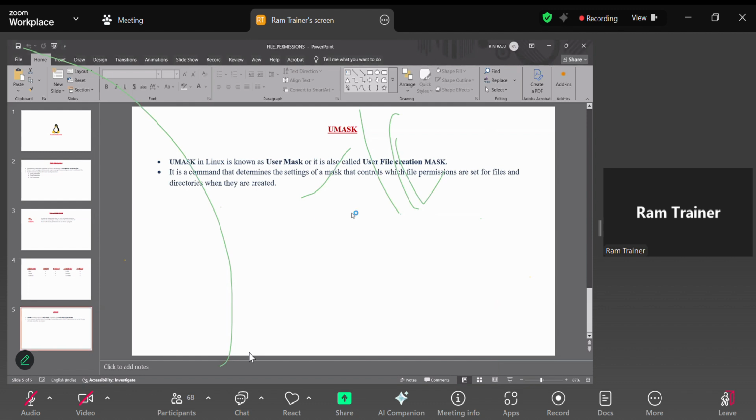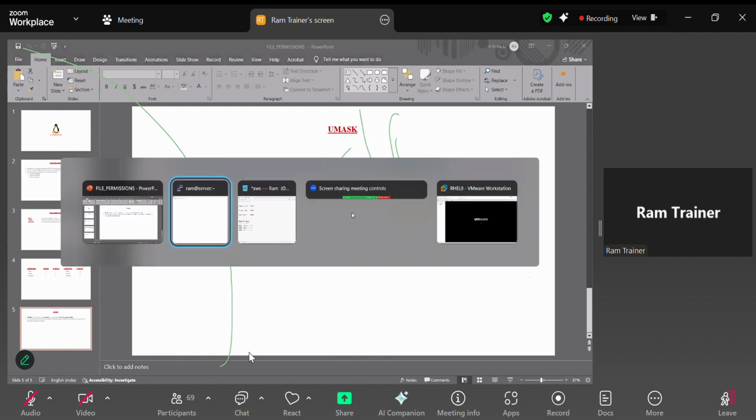what is meant by umask? I think people know about this umask value, but today you will get important knowledge about umask. Generally, umask in Linux is known as user mask, or user file creation mask. It is a command that determines the setting of a mask that controls which file permissions are set for files and directories when they are created.